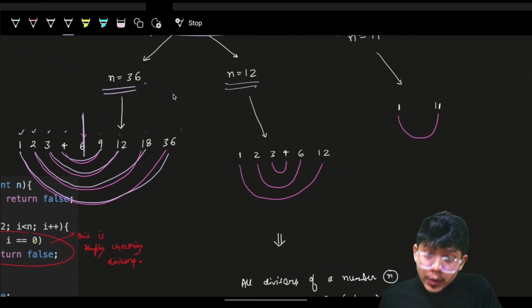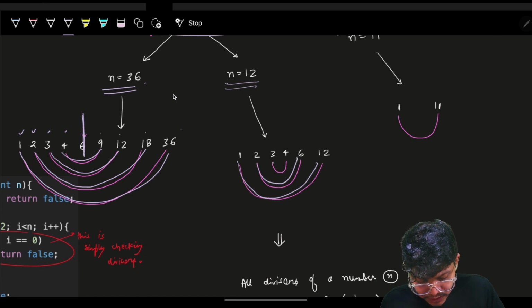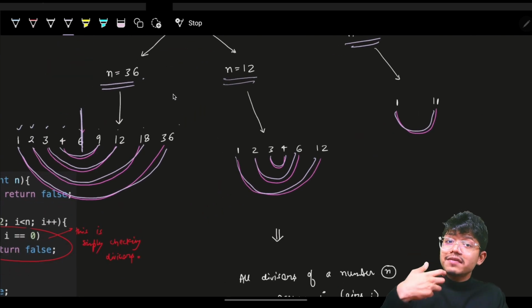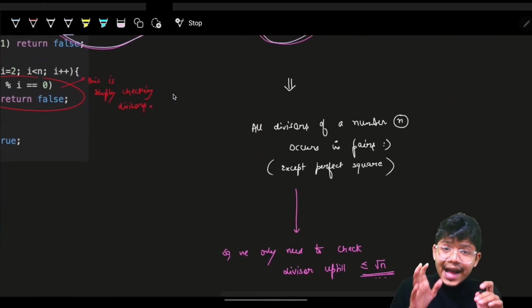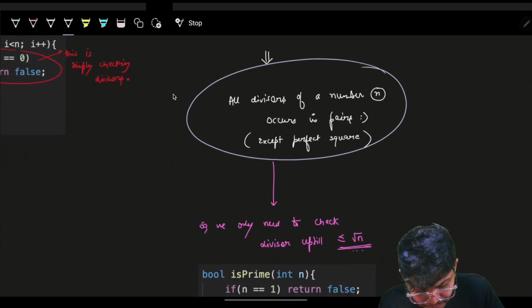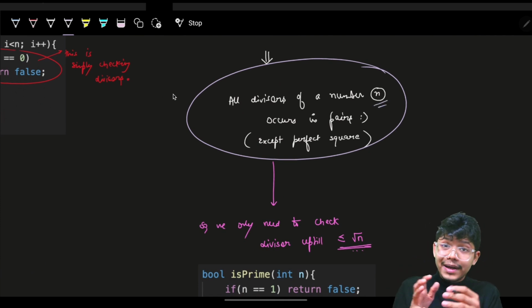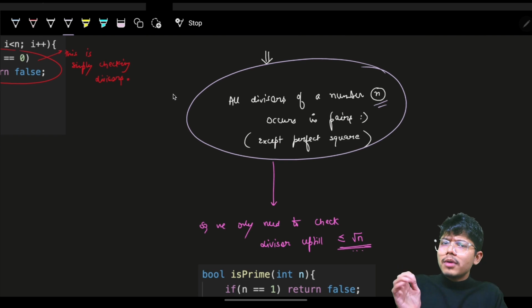What if the number is 12? Then again 1 and 12, 2 and 6, 3 and 4. Again, if the number is a prime number, then still 1 and 11 form a pair, which means the divisors still form a pair. So what we can infer from this is that for a number n, all the divisors will form pairs.